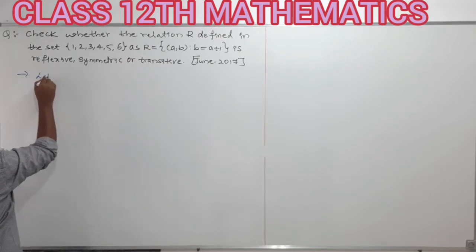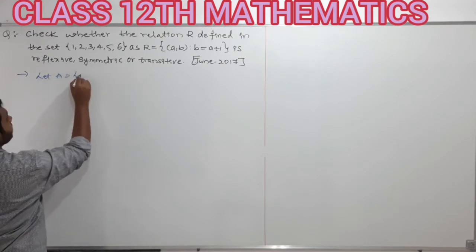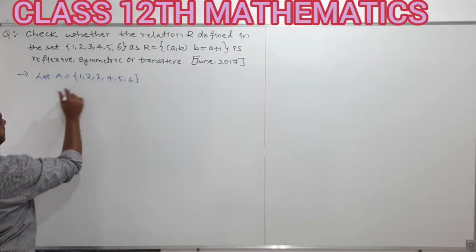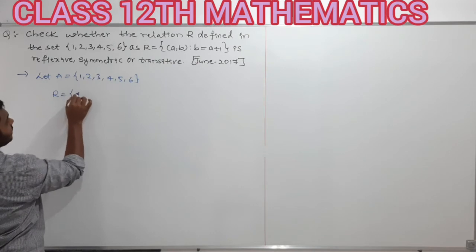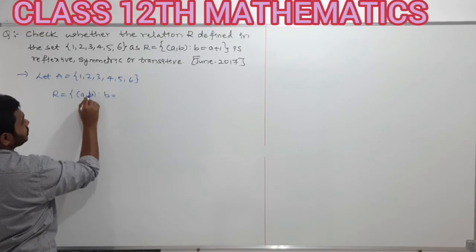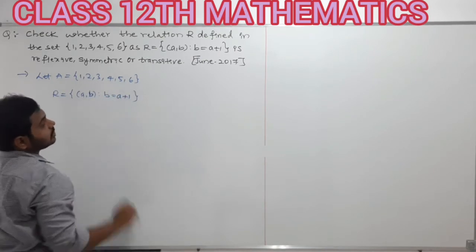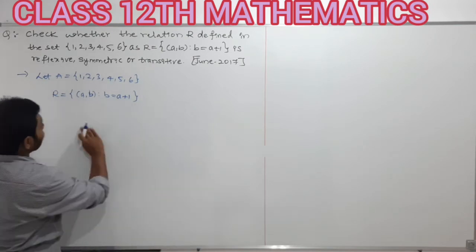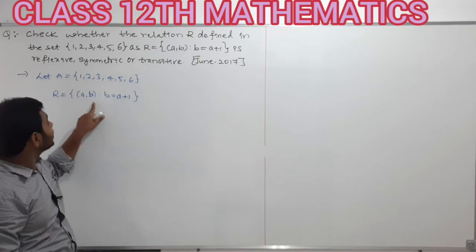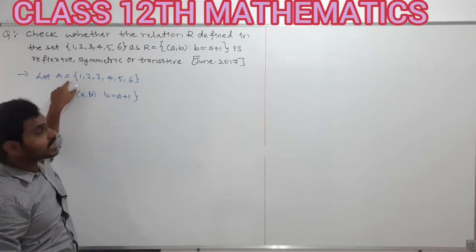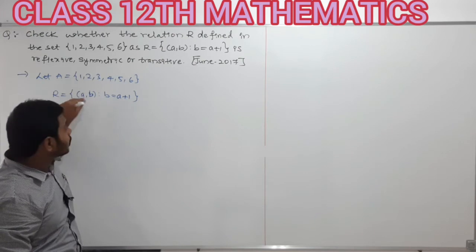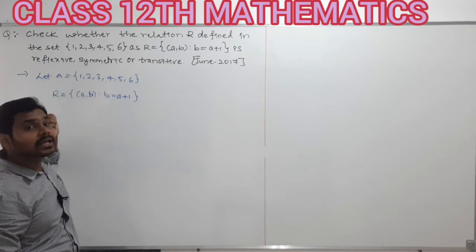So let us take the set A as {1, 2, 3, 4, 5, 6}. These are the elements contained in the set A. And how will the relation R be defined? It is the collection of all ordered pairs such that B must be equal to A plus 1. Such ordered pairs we should consider. So my dear students, we know that in the relation R, both A and B values in the ordered pair, every element must be in the set A. Whatever elements we have, those elements must be from the set A itself always.